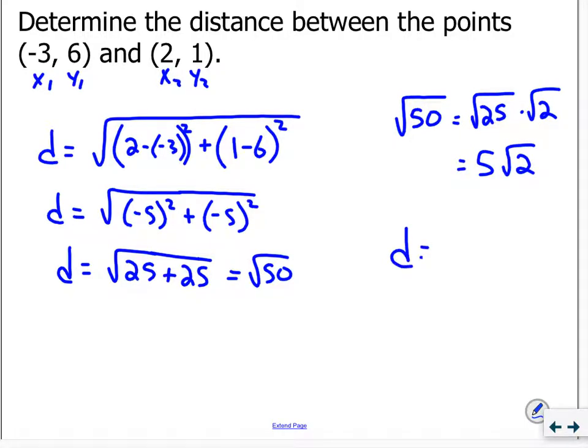So our distance in simplest radical form, which is the preferred way to write a radical, is 5 radical 2. If you can get it down to that form, that's great. And I think you simplified radicals last year when you were solving quadratic equations. So that's a good example of using our distance formula. Let's keep going a little bit.